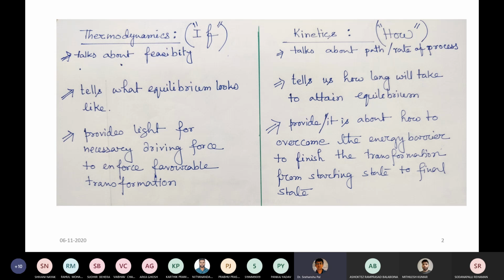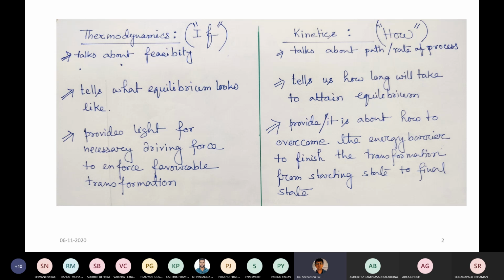And if you see, on the contrary, kinetics is all about how things are happening, how processes are progressing, what the path will be. So it talks about how. Thermodynamics talks about if, while kinetics, on the contrary, talks about how. So how fast, how slow a process can occur. It will tell you the rate, it determines the rate.